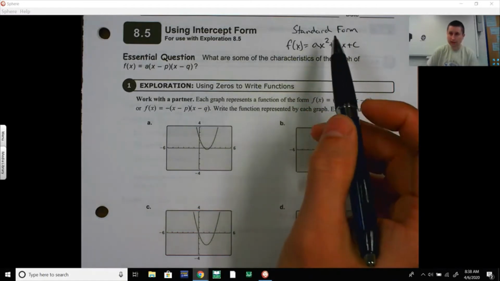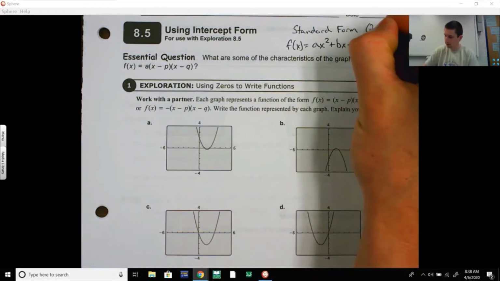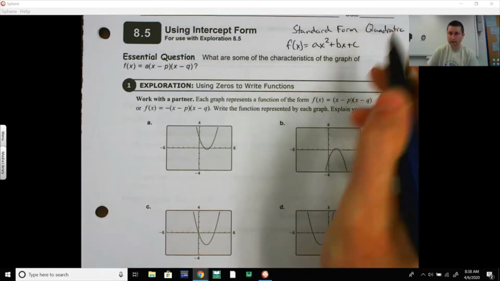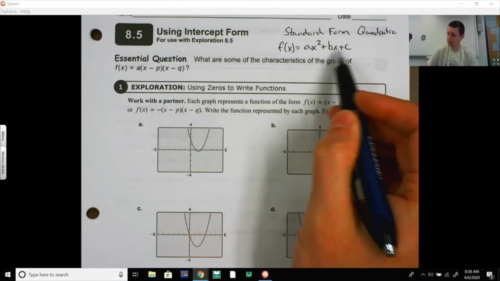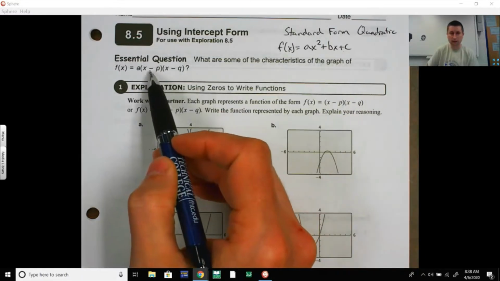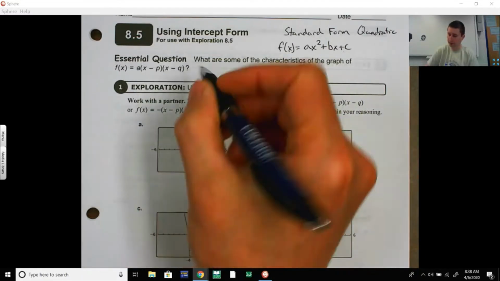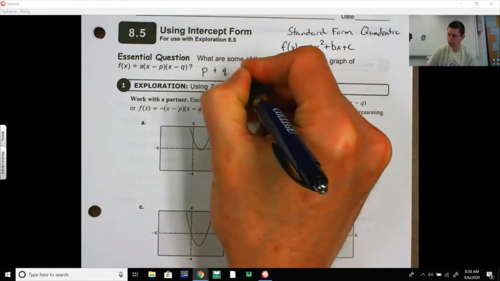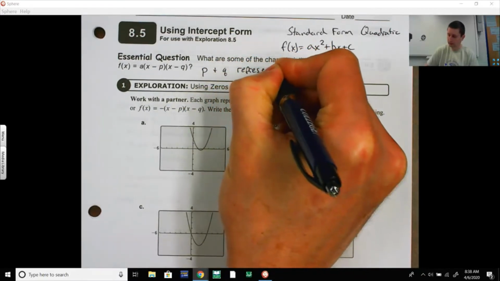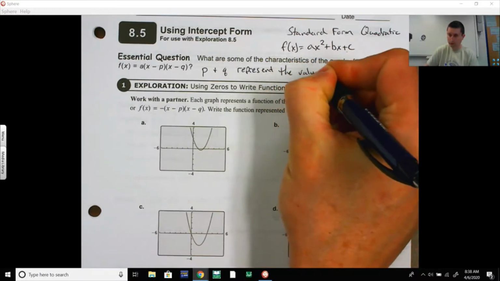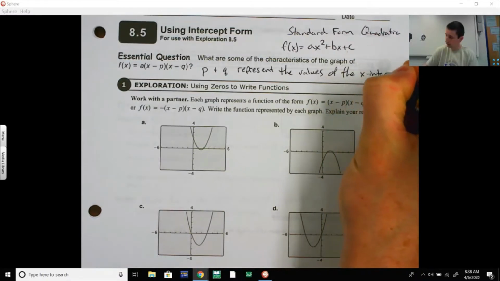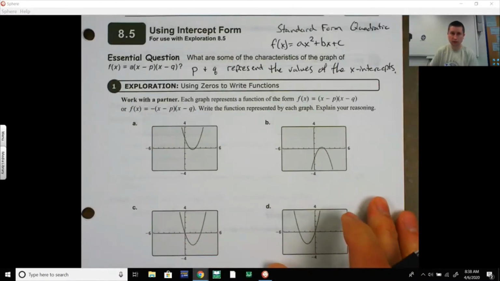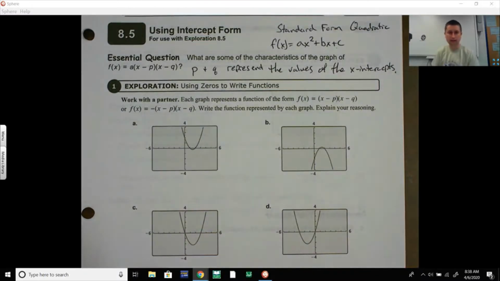Okay. So the standard form for a quadratic is this right here, ax squared plus bx plus c, and we've seen that a lot over the last couple lessons. We're going to look at what they call the intercept form, which is a times x minus p times x minus q. P and q represent the values of the x-intercepts. So p and q are the letters that they use to represent where a graph crosses the x-axis. That's the x-intercept, where the graph crosses the x-axis.